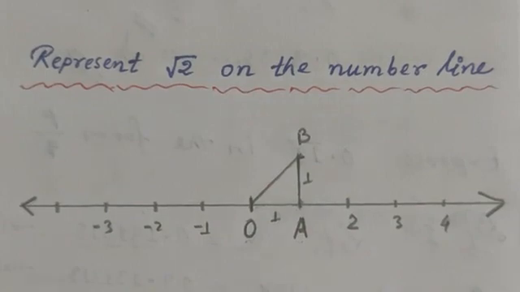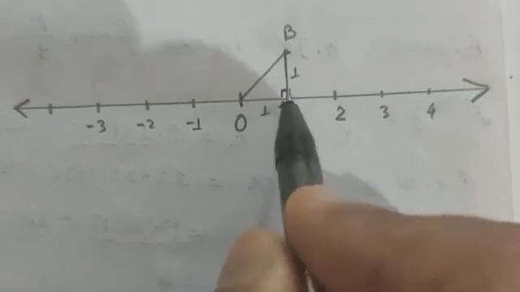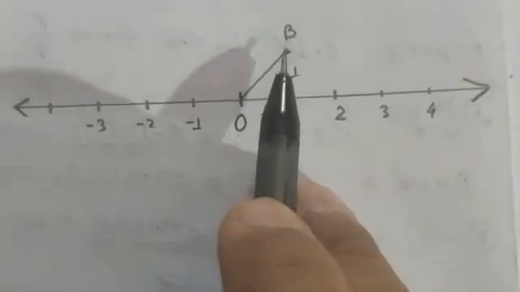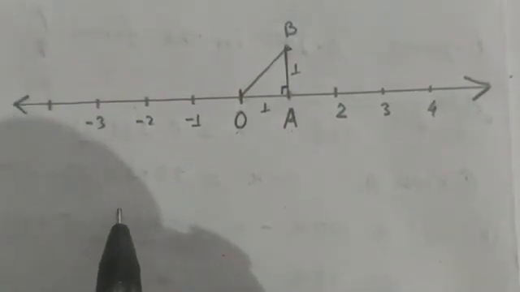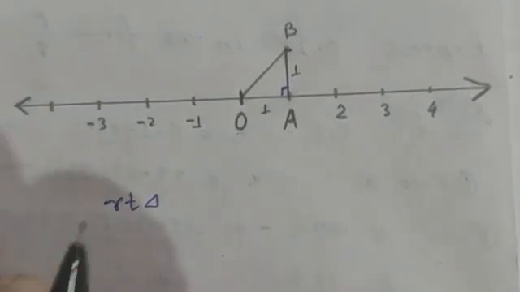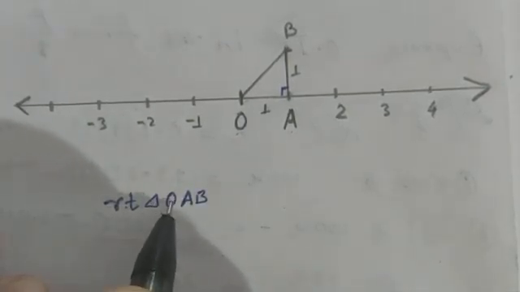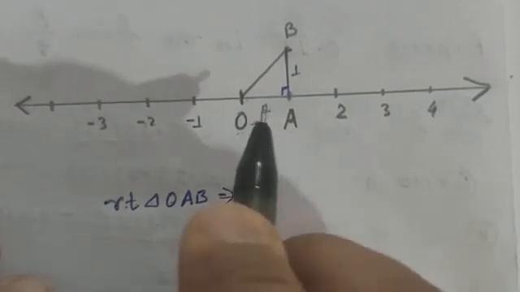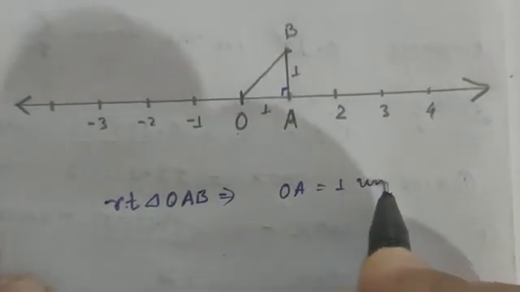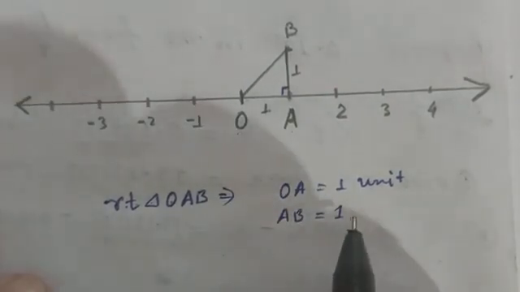Then you will notice that we have a perpendicular here. So that means it is what type of triangle? It is a right angle triangle. Triangle OAB is a right angle triangle, isn't it? So in right triangle OAB, RT means a right angle triangle. OAB implies, what does it imply? OA equals 1 unit, AB equals again 1 unit.